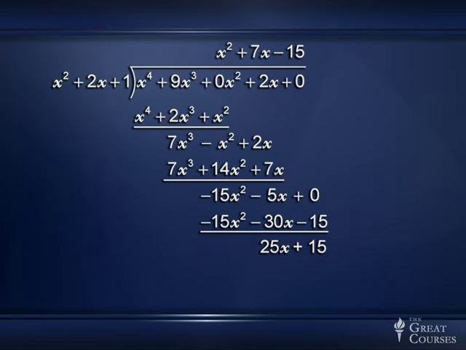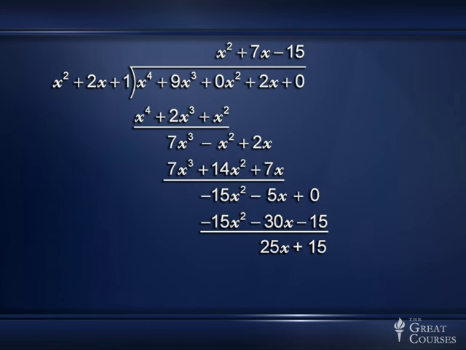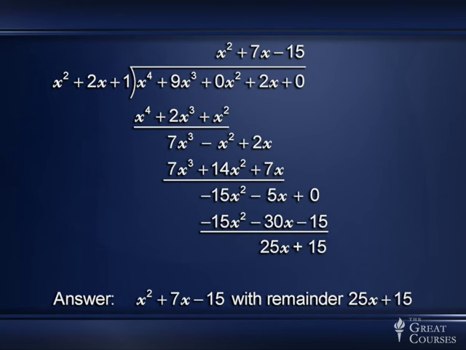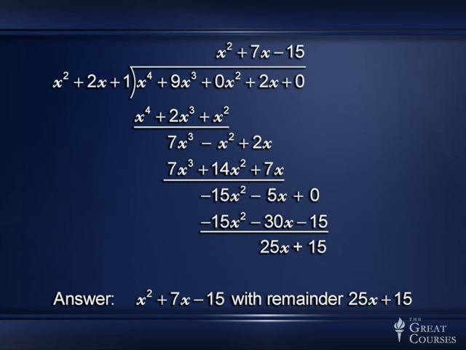And you stop there because the degree of 25x plus 15 is actually smaller than the degree of x squared plus 2x plus 1, which was your divisor. So my final answer is x squared plus 7x minus 15 with a remainder of 25x plus 15.